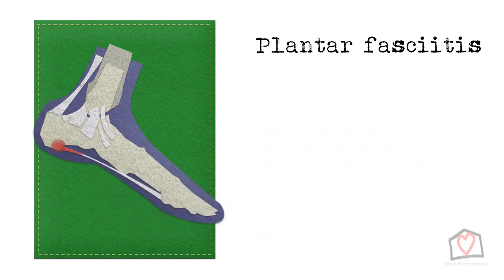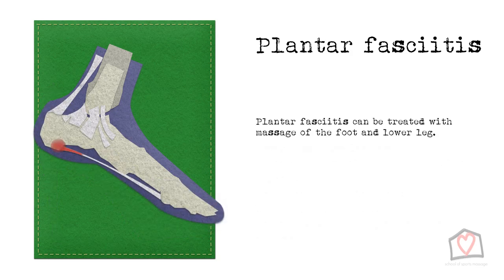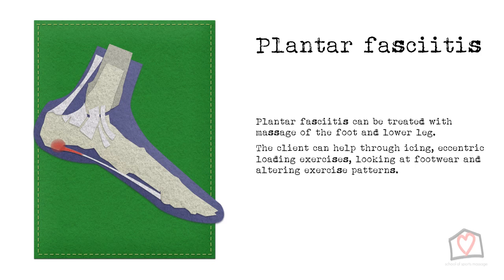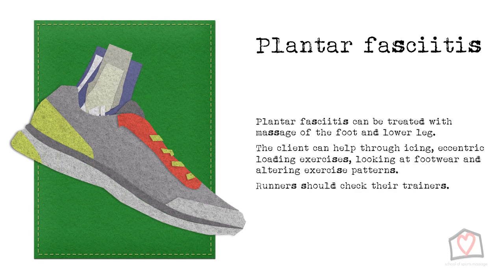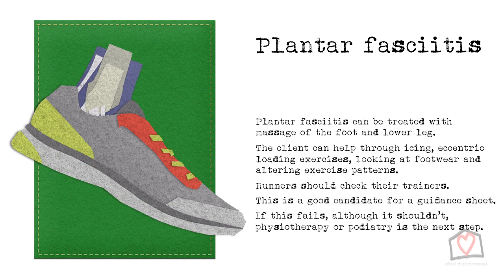There is a fair amount that can be done for this injury, including massage of the foot, but especially through the lower leg. The client can also do a great deal, including icing with a frozen drinks bottle, eccentric loading exercises, looking at the footwear and altering exercise patterns. Runners should get their trainers checked to ensure they have the right ones. This is a good one for a guidance sheet. If this fails, which in most cases it doesn't, physiotherapy or podiatry is the next step, where orthotics splints are an option and medication may be employed.